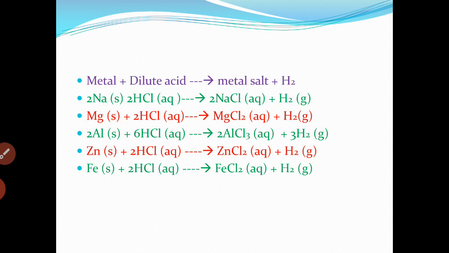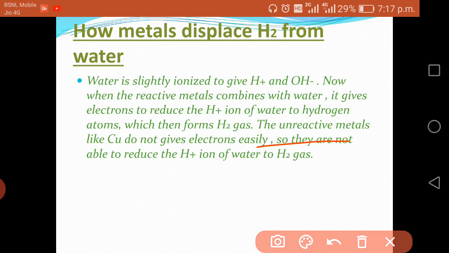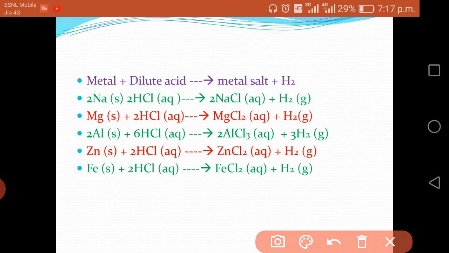So let's start with the reaction of sodium with the dilute hydrochloric acid. Sodium metal reacts vigorously with dilute hydrochloric acid to form sodium chloride. You can see the sodium chloride is formed and hydrogen gas is evolved. So in this reaction, sodium metal is very reactive.